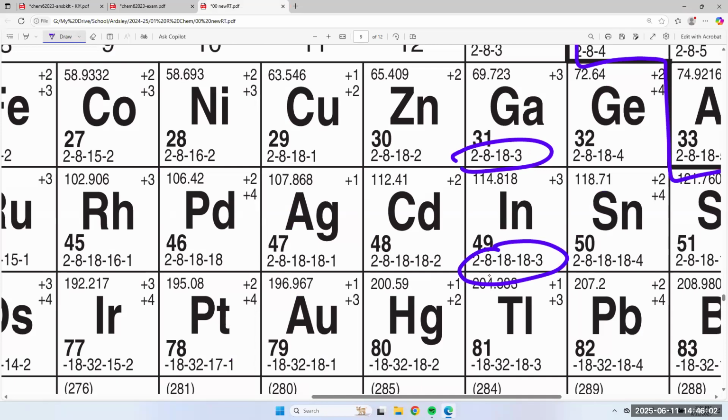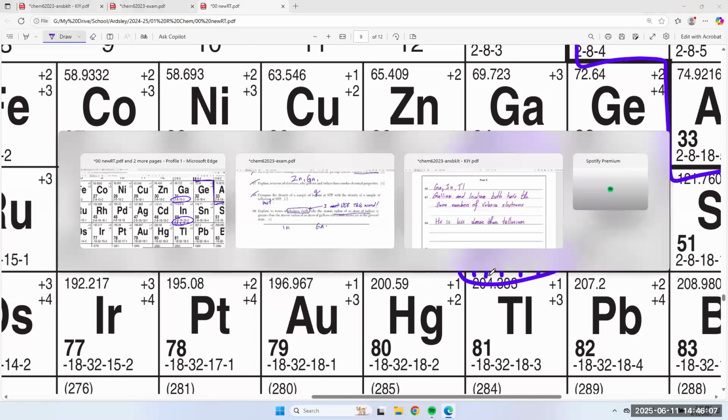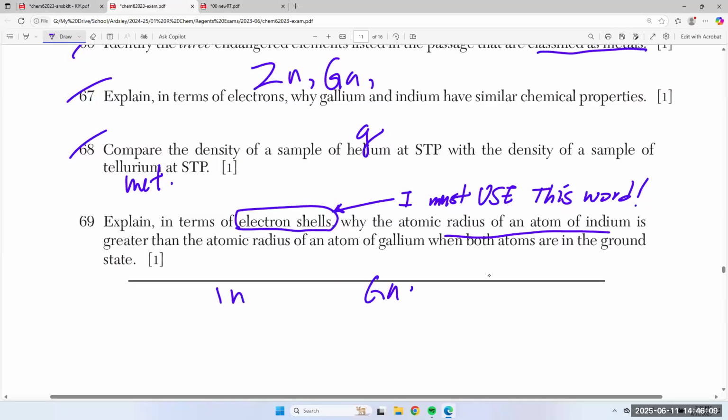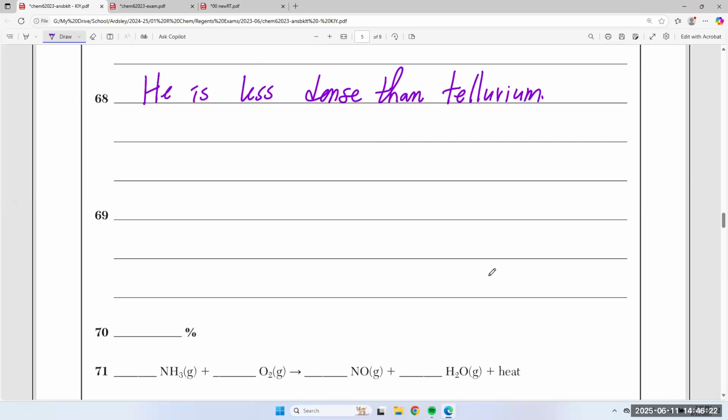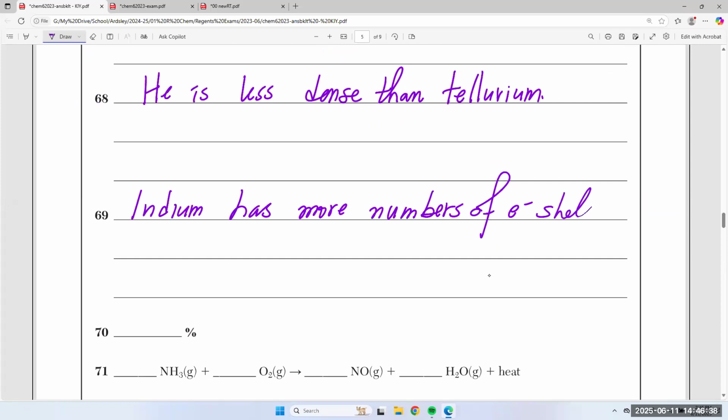Indium has more shells, right? Look at all these orbits. Indium is greater because why? Why is indium fatter than gallium? Because it has more shells. Look at that. So you would write here, indium has more numbers of electron shells, or orbits.